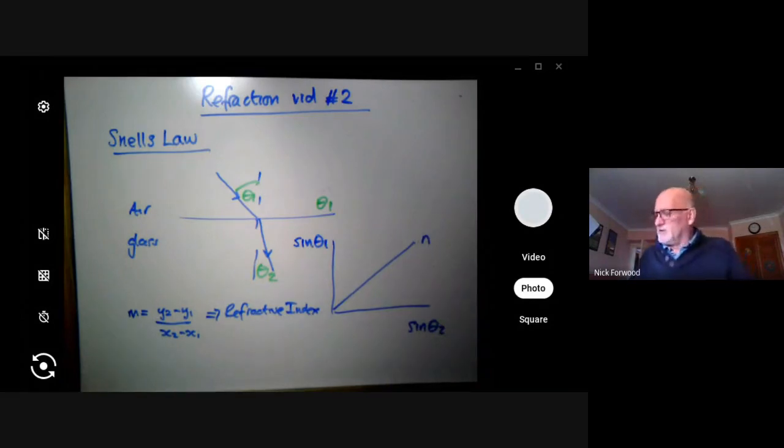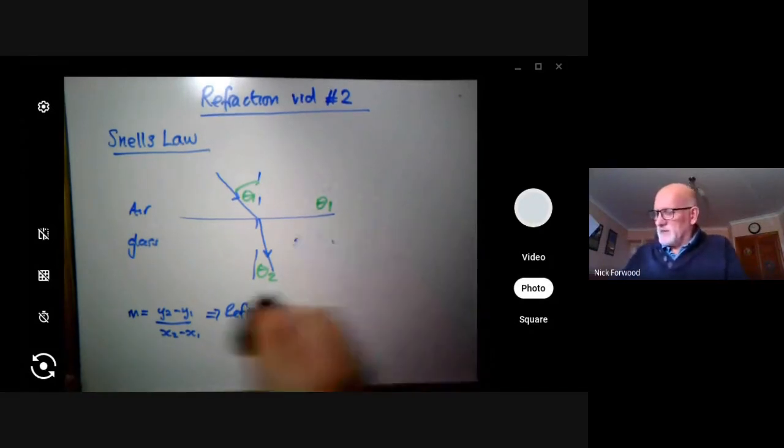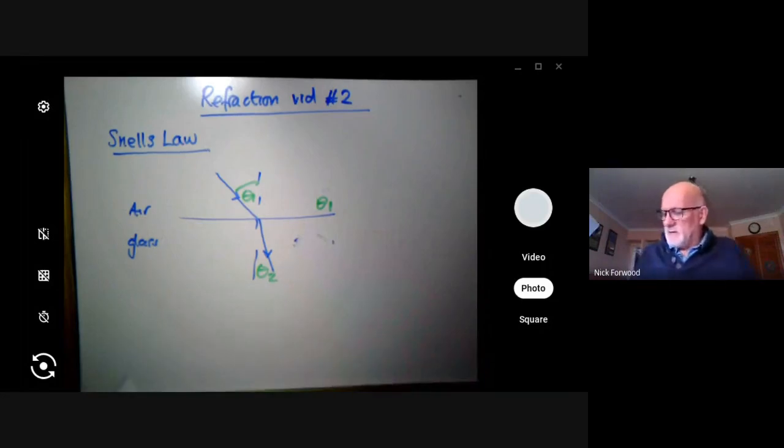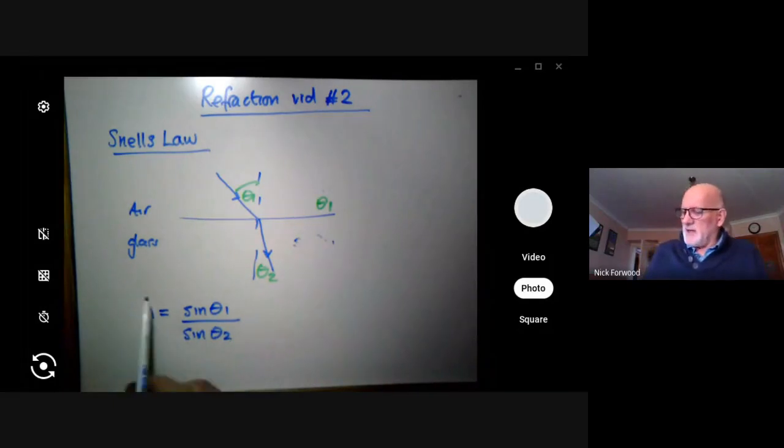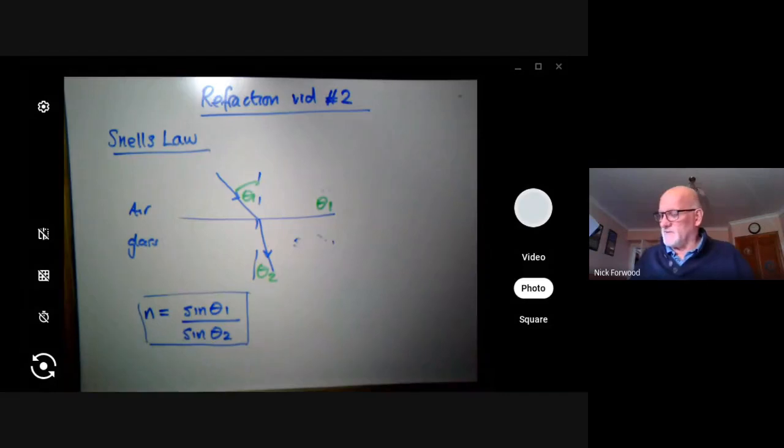Okay, so we can take this information from Snell's law graph, and we can say that the gradient n is equal to sine θ1 over sine θ2. And that actually is the first part of Snell's law. And I say the first part because we're going to continue and use this formula in a number of different ways. So n is the refractive index.